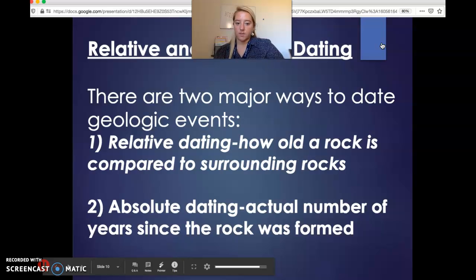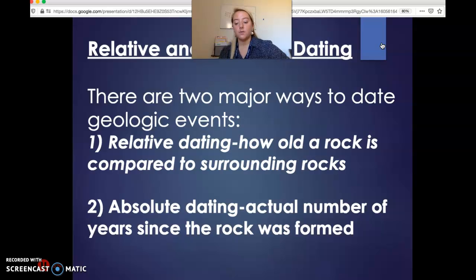So relative and absolute dating: there are two major ways that we date a rock, and this goes in the shaded section of your notes. We can relatively date them, so tell how old a rock is compared to surrounding rocks. We learned about that a bit when we talked about fossils. We learned that the law of superposition tells us that the older rock layer in a sedimentary rock will be towards the bottom, and the younger rock layer will be towards the top. But again, that's relative, so that's a ballpark range.